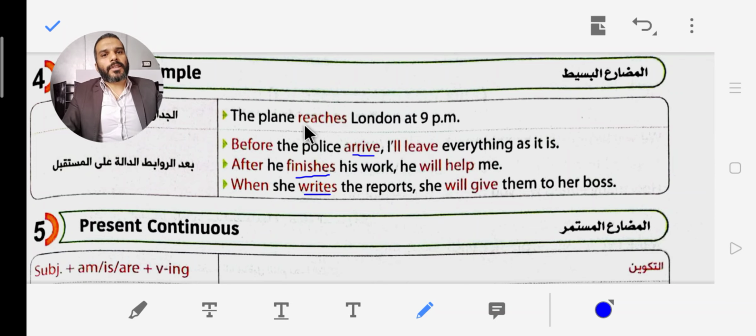Here, before is called a time conjunction. Before plus present plus future. Okay? We can start the sentence with the future tense. We can say, I will leave everything as it is before the police arrive. He will help me after he finishes his work. She will give them to her boss when she writes the reports. Okay?